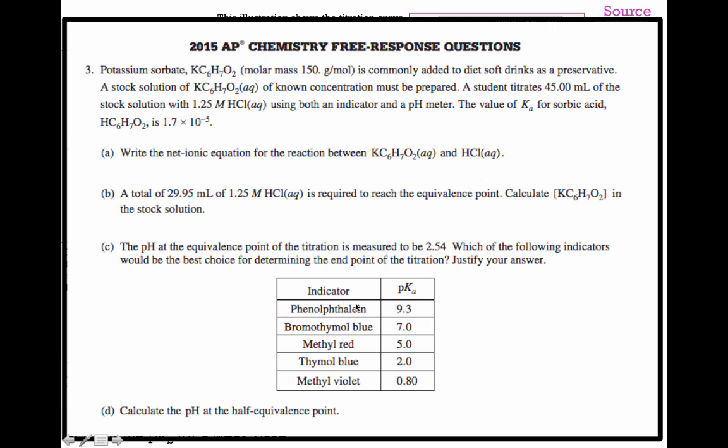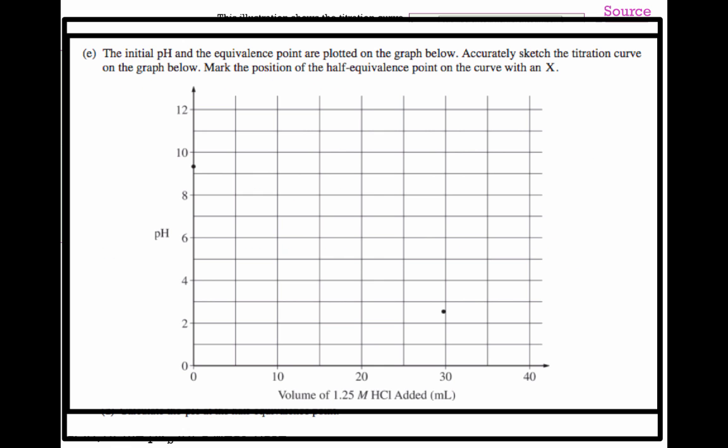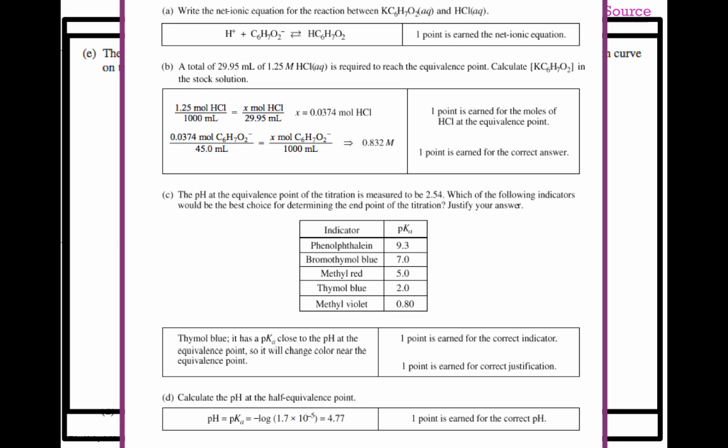And then they give you pKa's for titrations, and they say the pH at the equivalence point is 2.54. Which of the following would be the best indicator? Justify your answer, and then calculate the pH at the half equivalence point. And then they have you draw the diagram. And so looking at the net ionic equation, we can actually just represent it by using H+, and then the sorbate ion is at equilibrium with sorbic acid. That's because sorbic acid is weak, so we don't break it up. K and Cl are gone because those are spectator ions. They exist in solution on both sides.